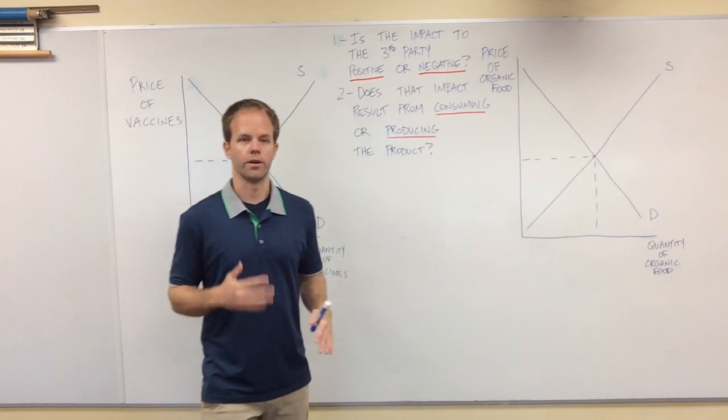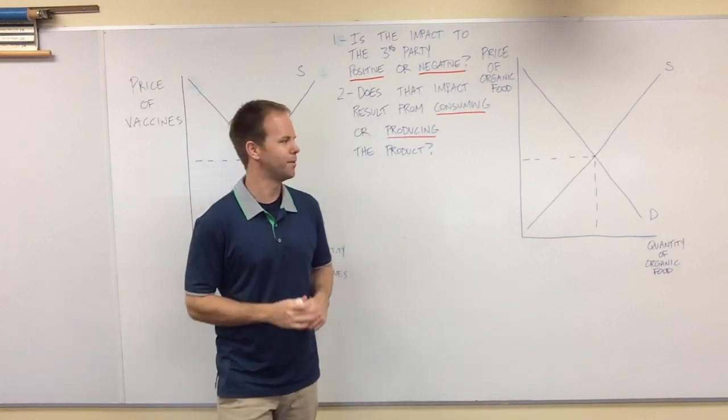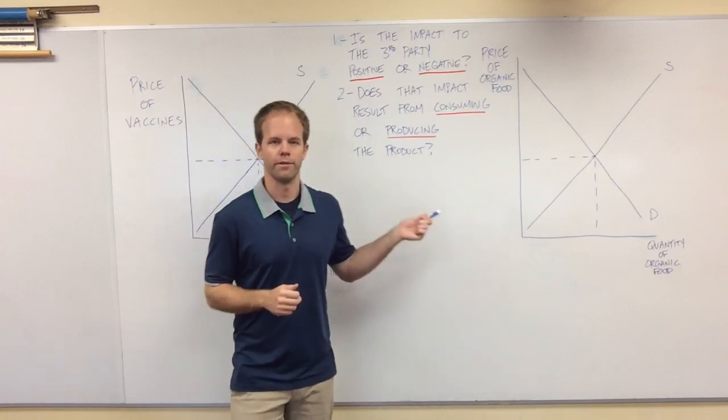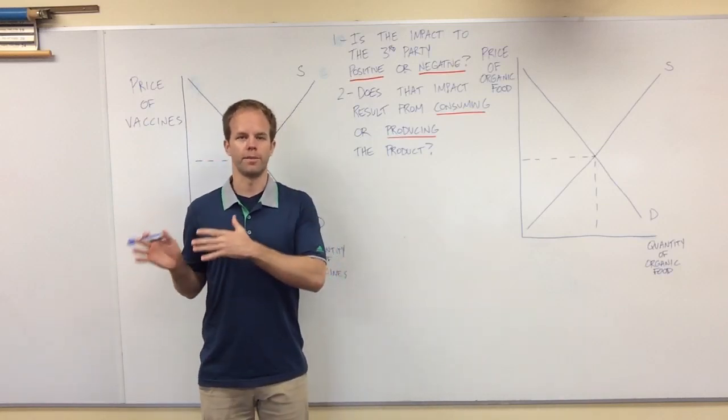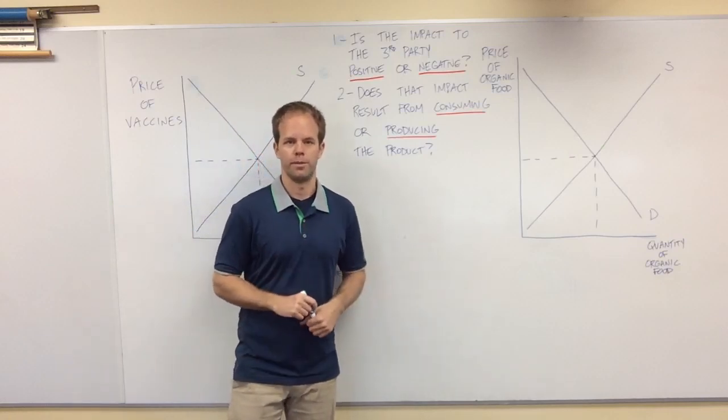Okay, so now we're going to talk through two examples here with the market for vaccines, kind of a timely example, and also the market for organic food, so we can try to make the distinction between consumption and production. So let's just maybe get into it then.